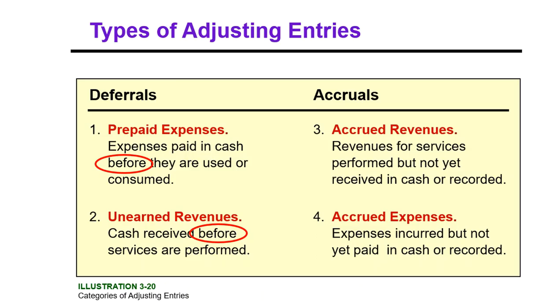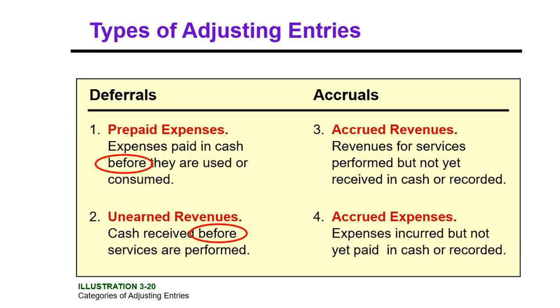We've got two broad types, deferrals and accruals. Deferrals, notice, are where we incur an expense. We pay cash before we actually incur the expense. In other words, before we generate revenues with that expenditure. Unearned revenues are when we collect cash from a customer prior to performing the service or delivering the goods.